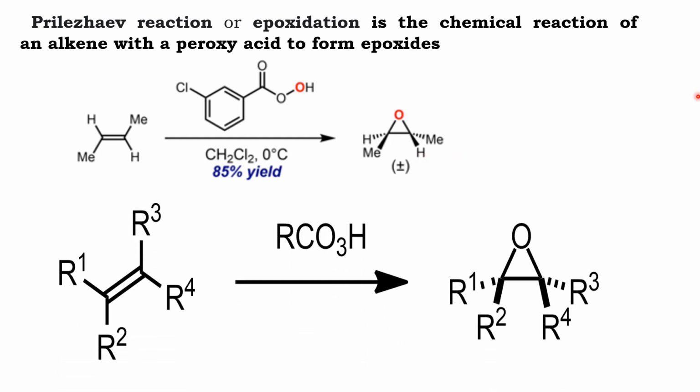This particular reaction is called the Prilezhaev reaction. See here, this is the corresponding peroxybenzoic acid, or peroxy acid, treating with an alkene. So between the double bond, an oxygen gets installed. That means it results in the formation of an epoxide. This reaction is called the Prilezhaev reaction. Take down.